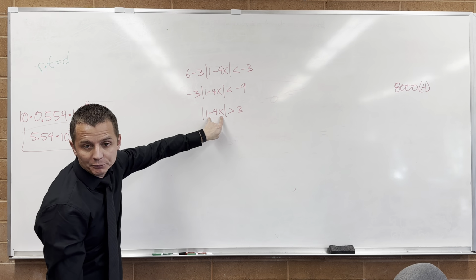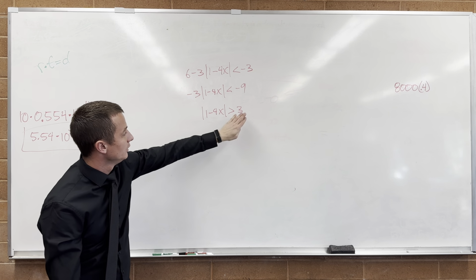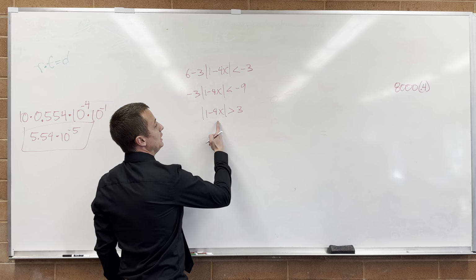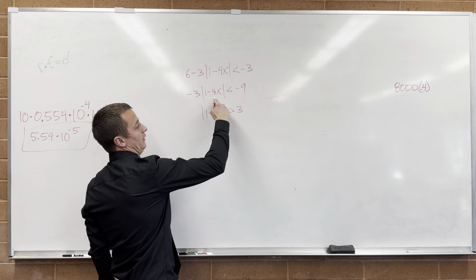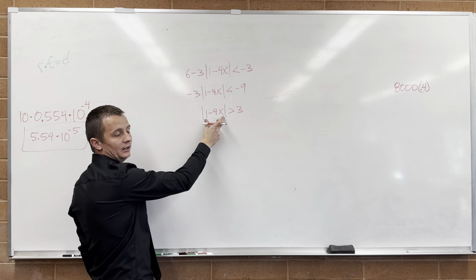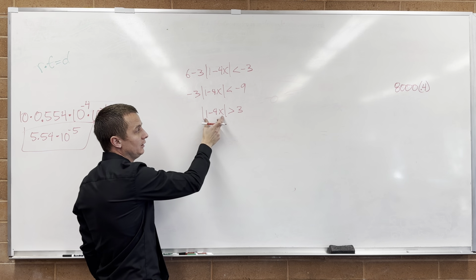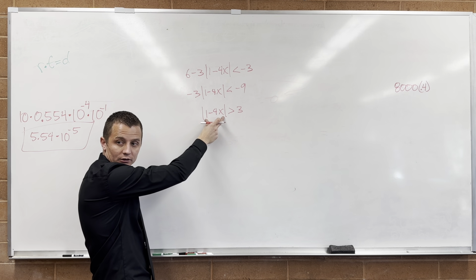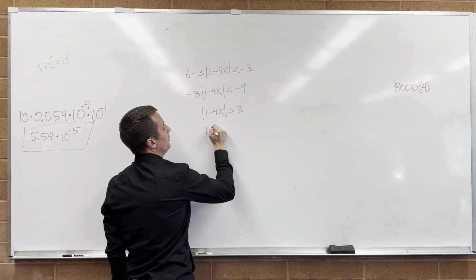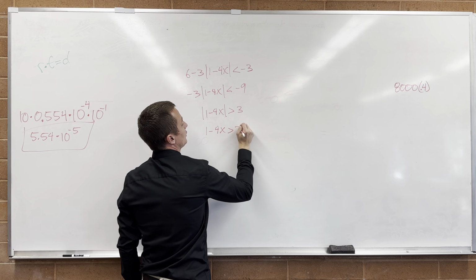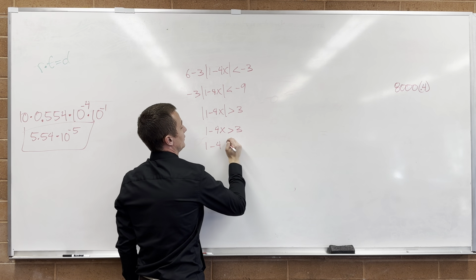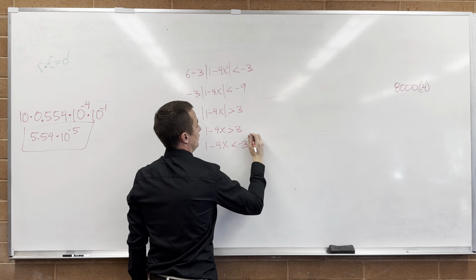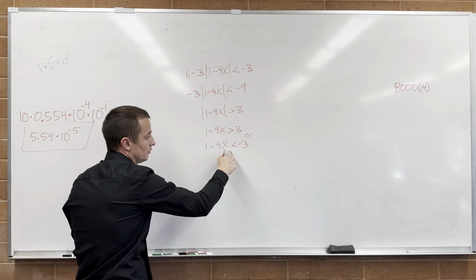So if the absolute value of 1 minus 4x is greater than 3, then that means whatever this number is inside of here, when we evaluate it, it has to be a number bigger than 3 or smaller than negative 3. So this breaks up into 1 minus 4x had to be bigger than 3, or 1 minus 4x had to be less than negative 3. This or this had to be the case, this or this.